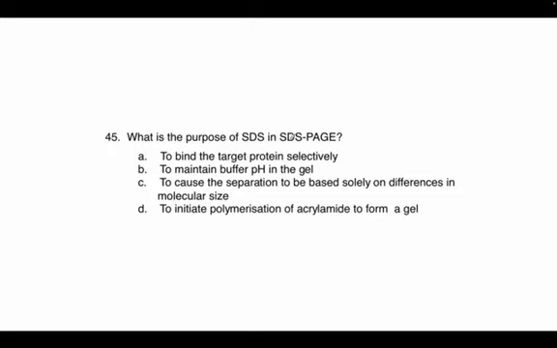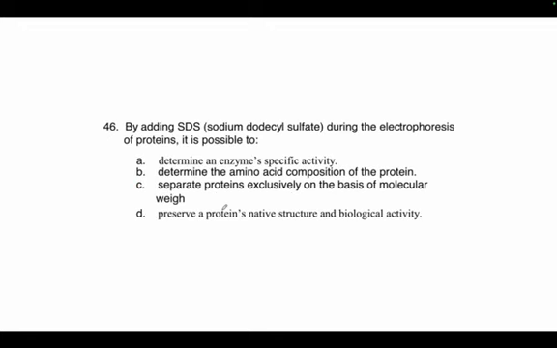What is the purpose of SDS in SDS-PAGE? We just discussed SDS is going to denature the proteins and is going to impart a uniform negative charge to the protein. And because it is imparting a uniform negative charge, all of the proteins are carrying the same charge. So any migration that is happening is only based on the difference in its molecular size. Okay? It is not going to do any of these other things. By adding SDS during electrophoresis, it is possible to separate proteins exclusively on the basis of their molecular weight.